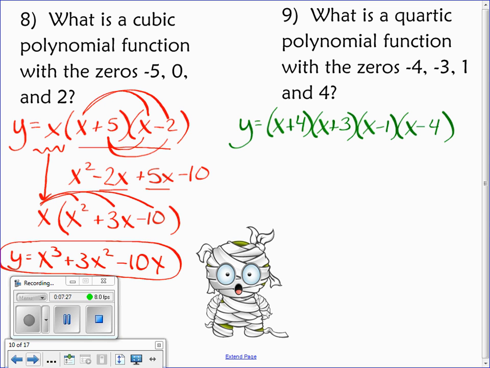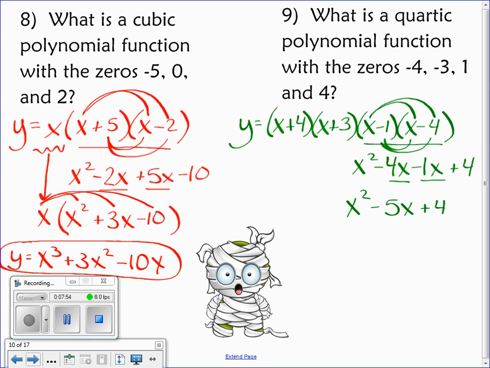Beautiful. So let's start with the back 2. We'll start just the same way we started over here. So x times x. X times negative 4. Negative 1 times x. Negative 1 times negative 4. Put your like terms together. X squared minus 5x plus 4. So I multiplied the back 2. What do you want to do next?